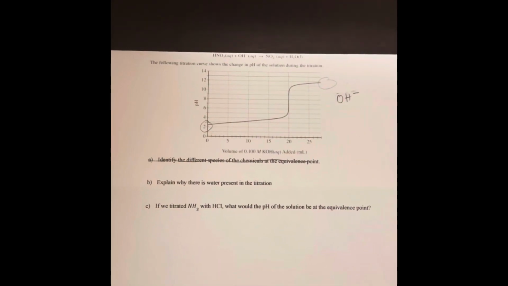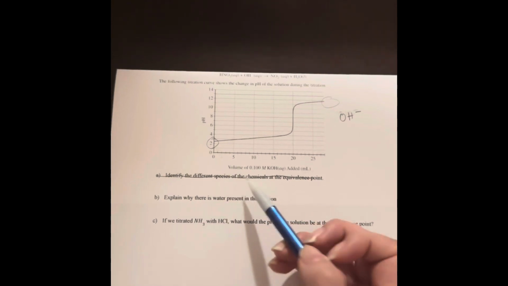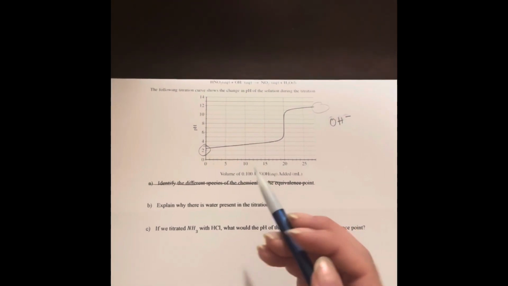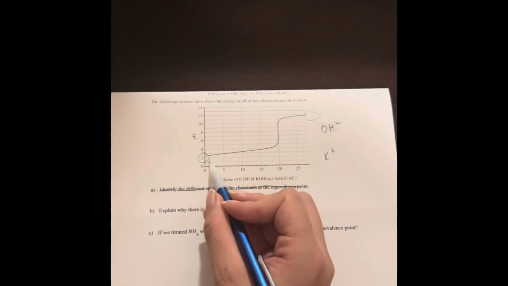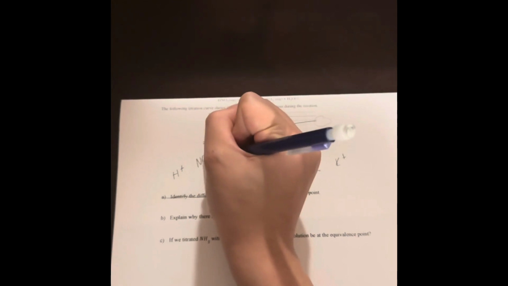In this FRQ, we see that there is a weak acid, HNO2, titrated with KOH, a strong base. Because of this, the KOH will split into K plus and OH minus. And because the weak acid will partially dissociate, we know that some of the molecules will split into H plus as well as NO2 minus. And the question here asks, explain why there's water present in the titration.